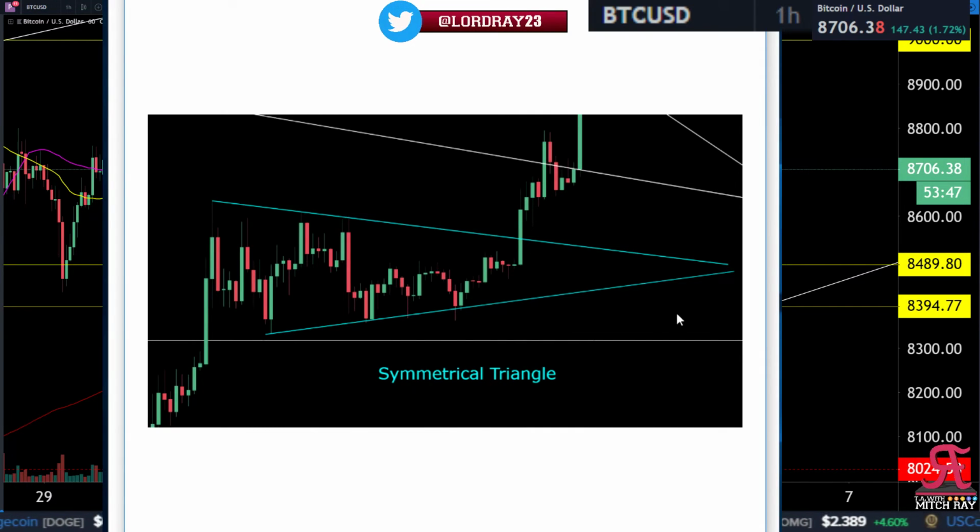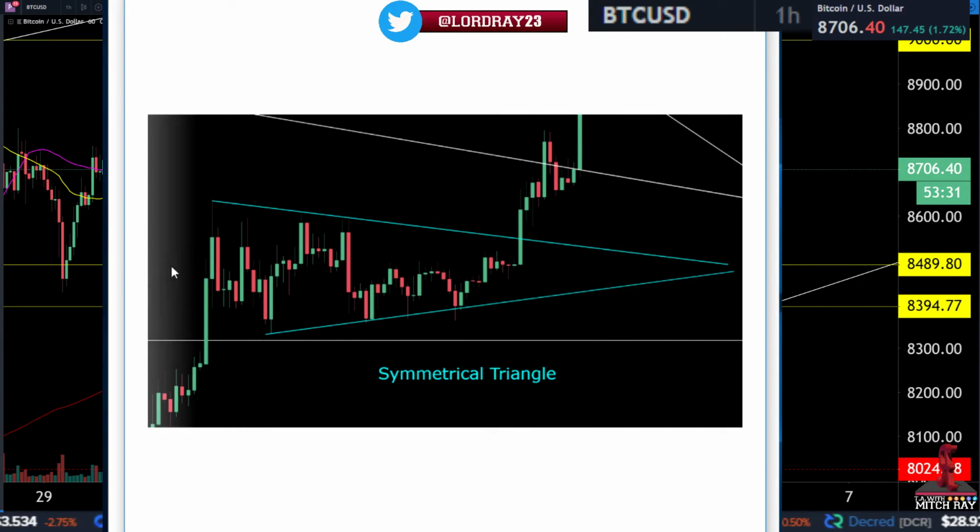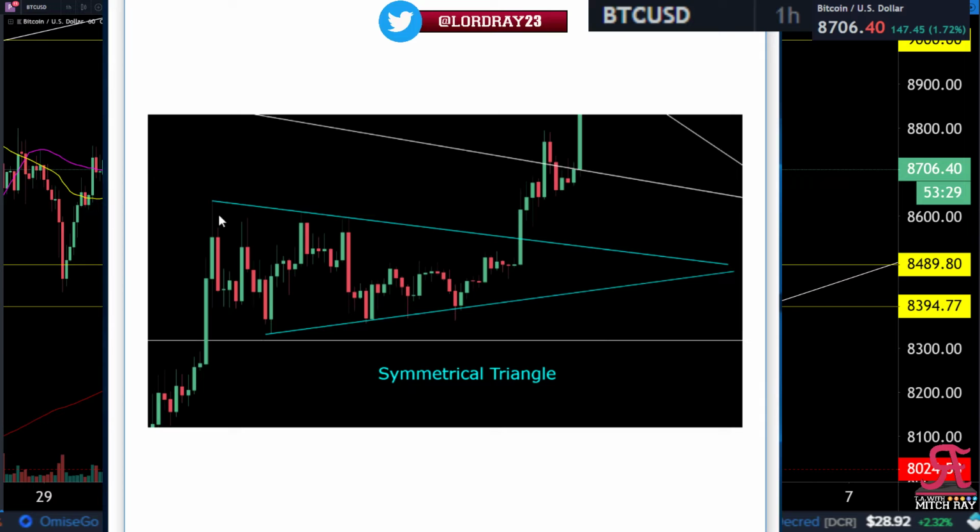Anyway, symmetrical triangle. You want to have 2 reaction highs. We have 3 reaction highs. It's really 2 reaction highs, actually. And then 1, 2. You can consider these more reaction lows, but a reaction high and a reaction low are different. One will start here. It's not a reaction high until it hits the next low. Once it hits this low, it is now a confirmed reaction high.